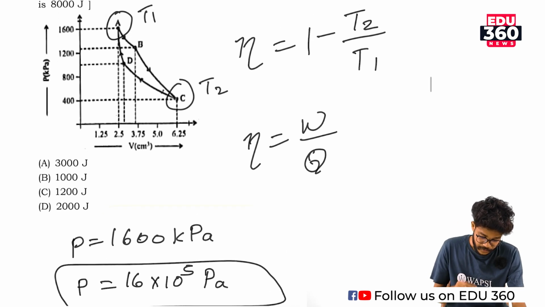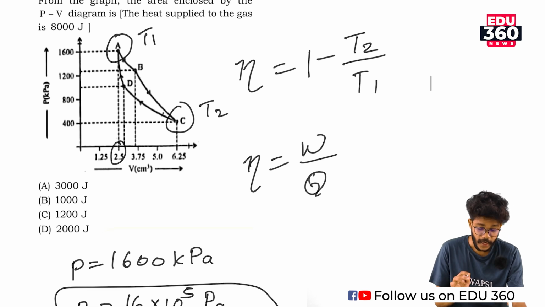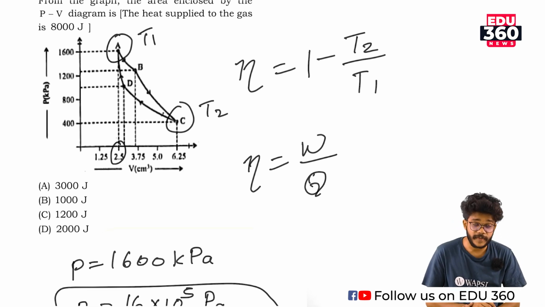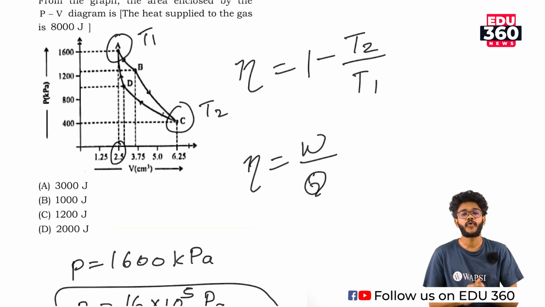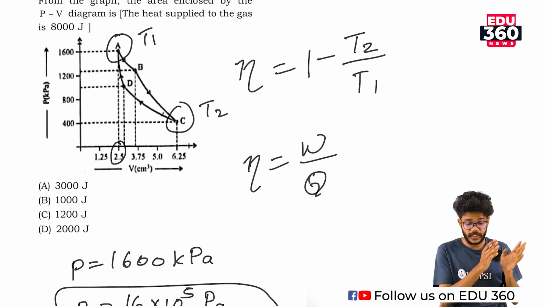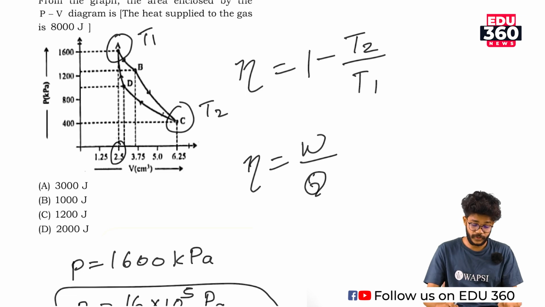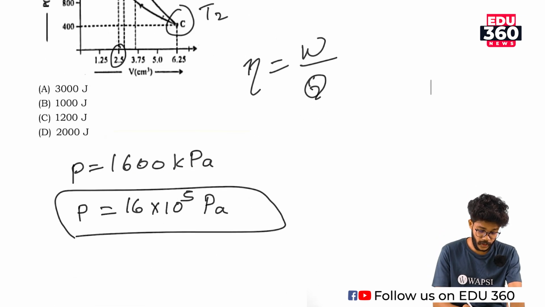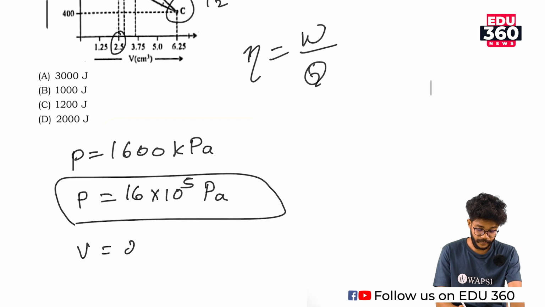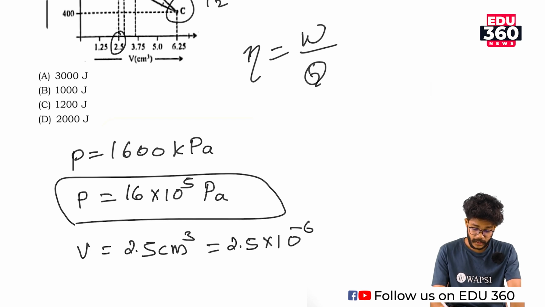And what is the volume at that pressure? 2.5. Yes, this is 2.5. But the unit is centimeter cube, and the standard unit of volume is meter cube. So we need to change 2.5 centimeter cube to meter cube. Volume is equal to 2.5 centimeter cube, that is equal to 2.5 into 10 raised to minus 6 meter cube. Correct?